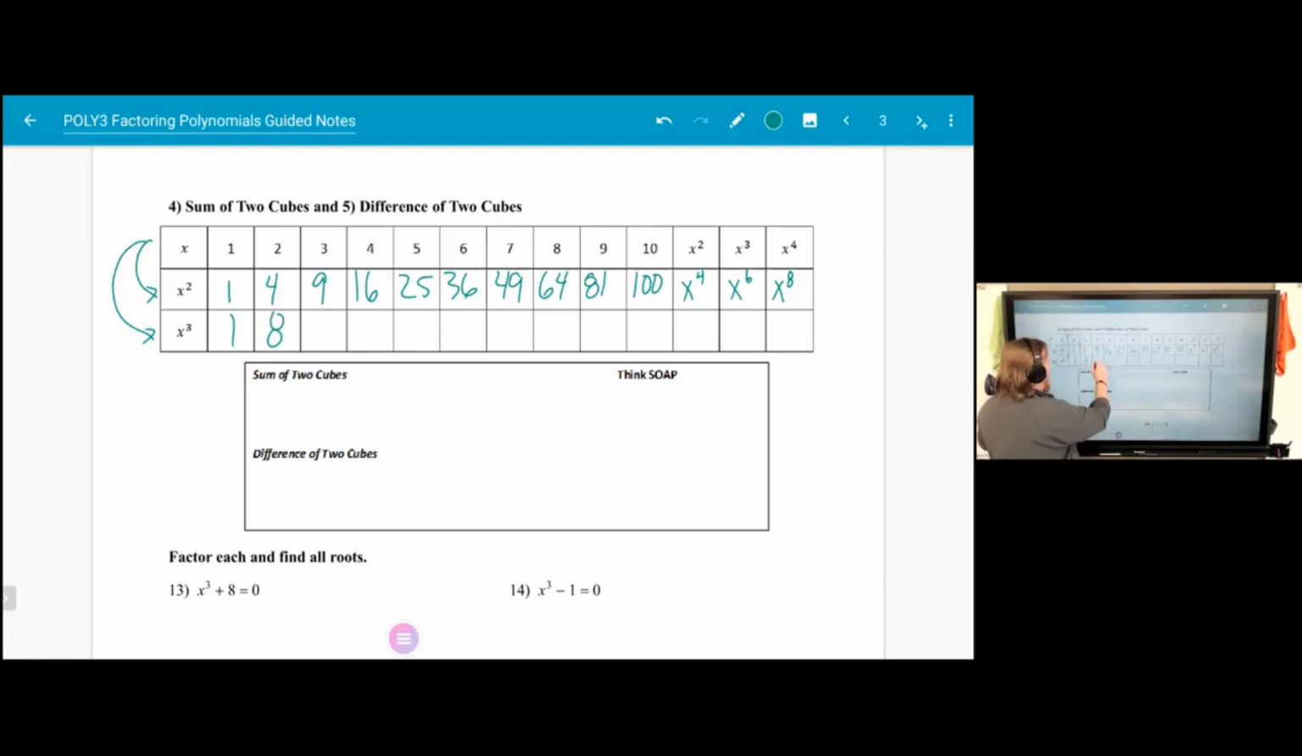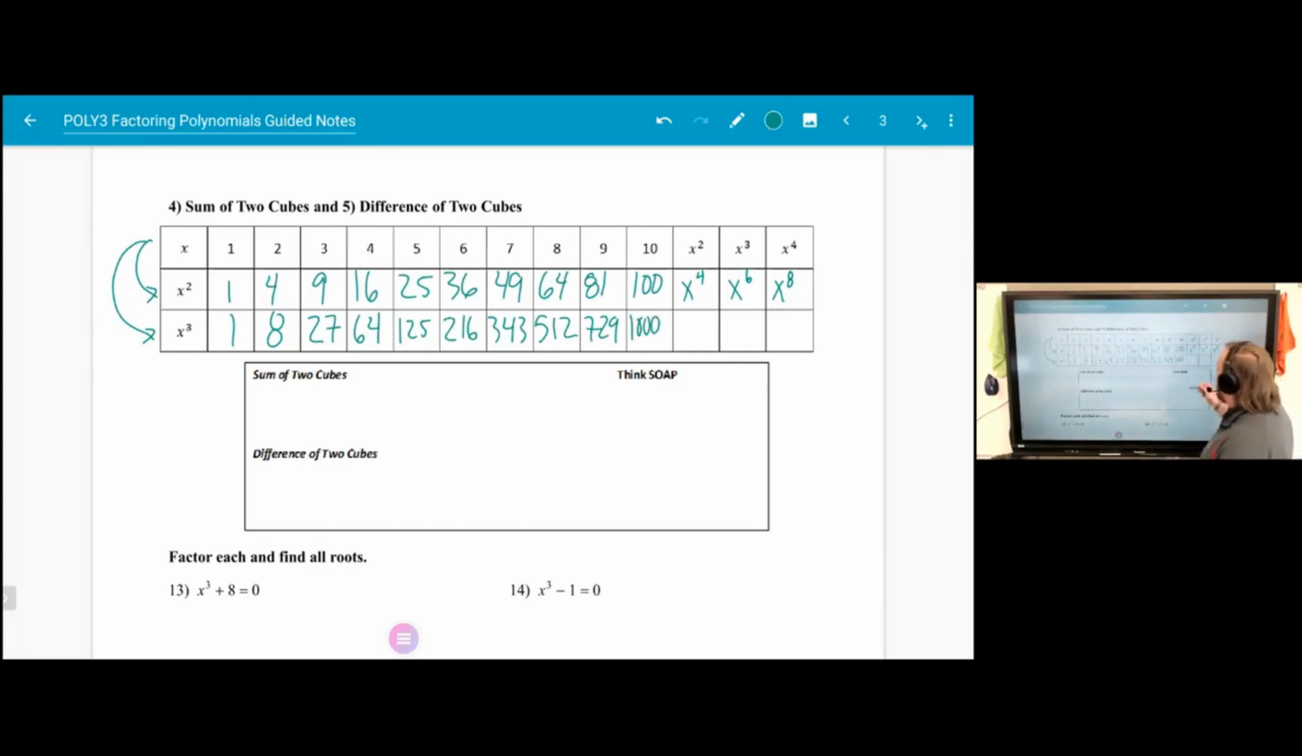3 cubed is 27. 4 cubed is 64. 5 cubed is 125. 6 cubed is 216. Oh, we're getting big real fast now. 7 cubed is 343. 8 cubed is 512. 9 cubed is 729. And 10 times 10 times 10 is 1,000. Remember, we're multiplying exponents here.